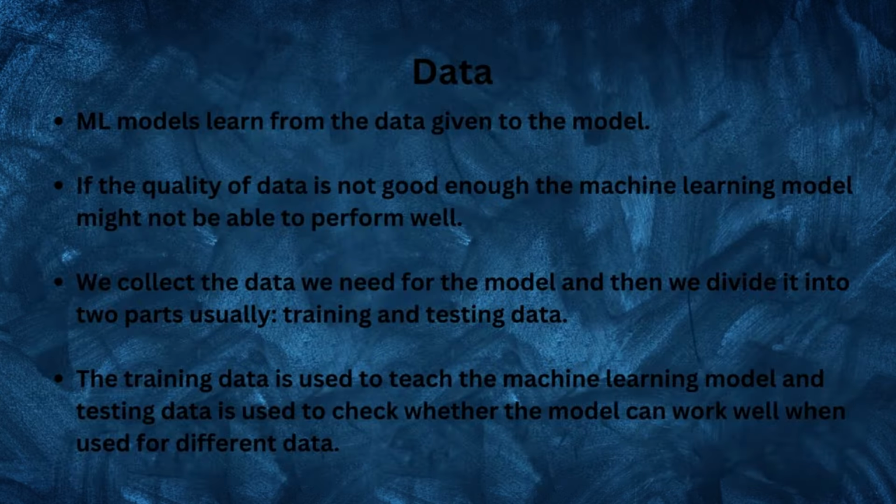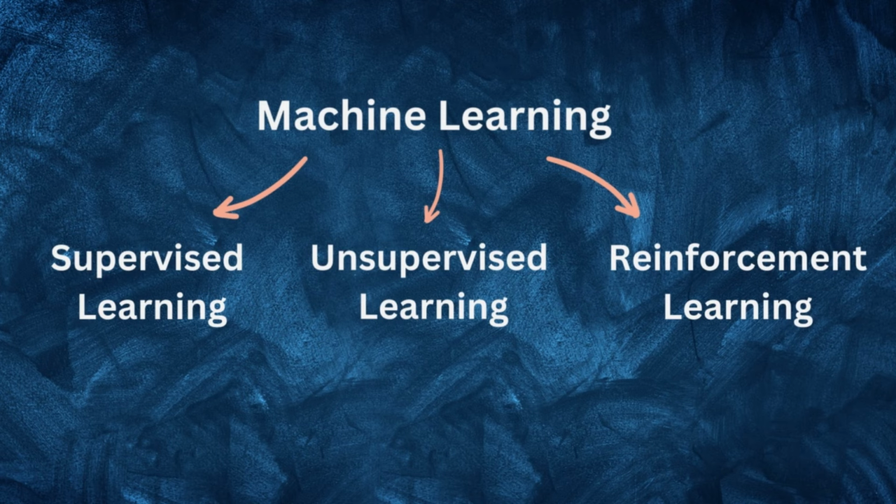Types of machine learning. There are three types of machine learning majorly: supervised learning, unsupervised learning, and reinforcement learning. In this video, we will not go in depth, but we will cover all these topics in upcoming videos.